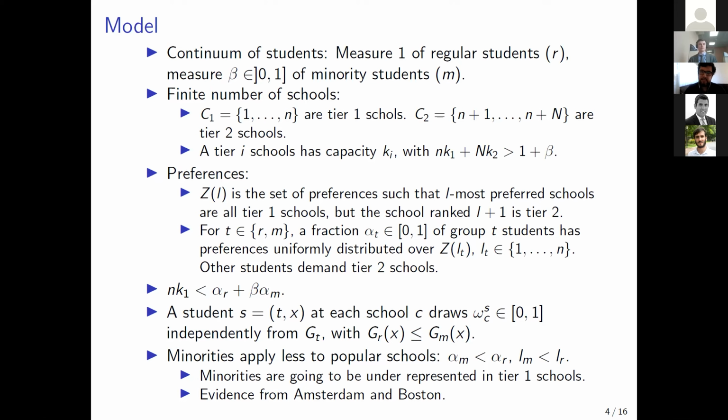So in the model, there are several assumptions, but a very important assumption is that minorities apply less to popular schools. And we capture this by assuming that alpha_M is less than alpha_R and l_M is less than l_R. One implication from this assumption is that minorities are going to be underrepresented in tier 1 schools. There is evidence from Amsterdam and Boston about how minorities apply less to high demand, popular schools.